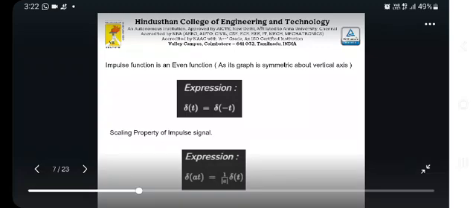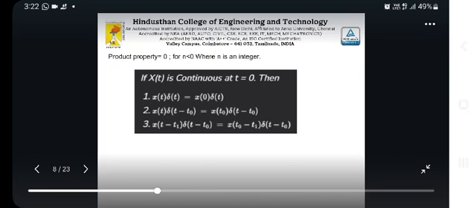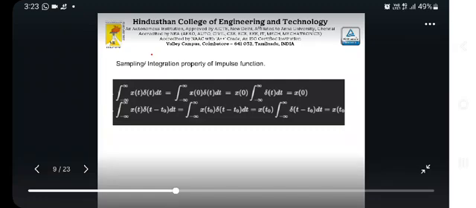The impulse function is an even function, meaning del of t is equal to del of minus t. The scaling property of the impulse signal is del of a t is equal to 1 by modulus of a into del of t. Next, the product property, which is equal to 0 for n less than 0, where n is an integer. These are some basic functions of the product property of the impulse signal. Next one is the sampling or integration property of the impulse function. This is the mathematical expression of the integration property.